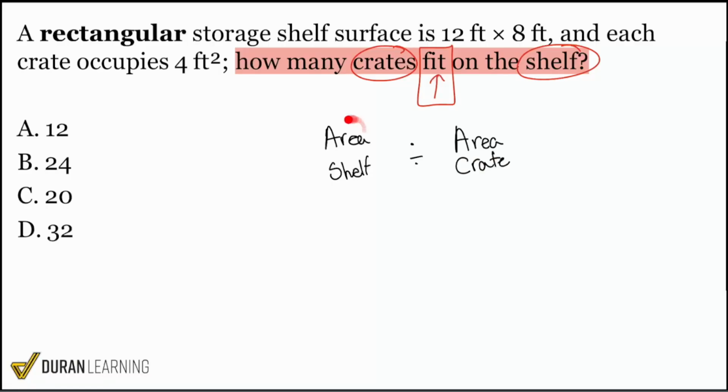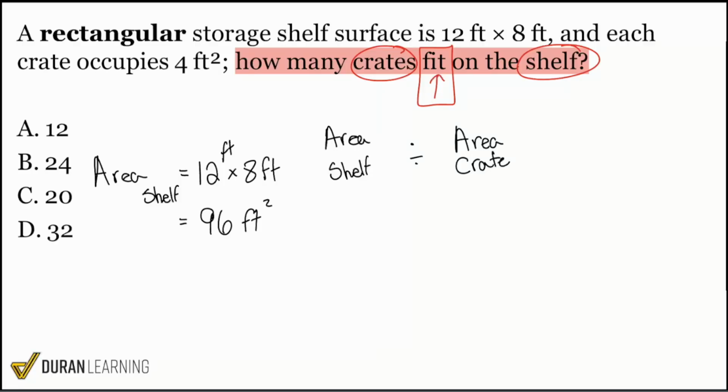The shelf, what is that going to be? It's a rectangular storage shelf, and its surface is 12 feet by 8 feet. So if I wanted the area of the shelf, my party people, that's going to be 12 feet times 8 feet, because that is going to be the area of a rectangle, and that'll be 96 square feet. So we have that going on as 96 square feet.